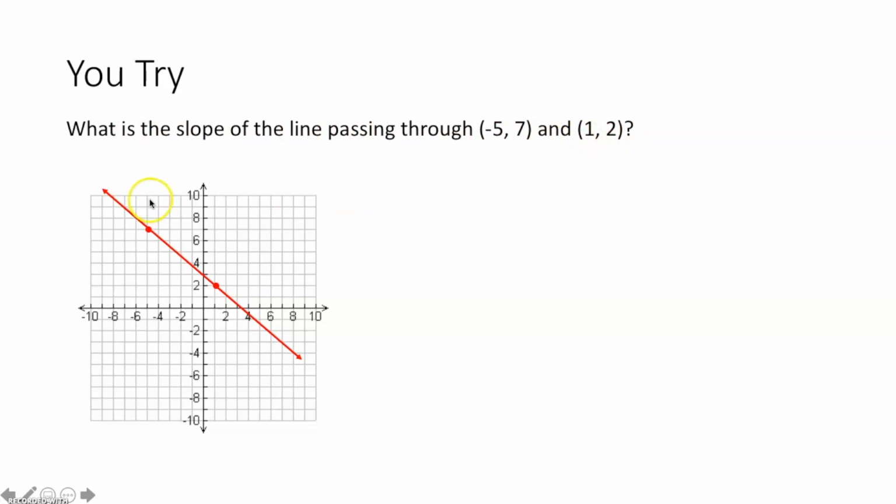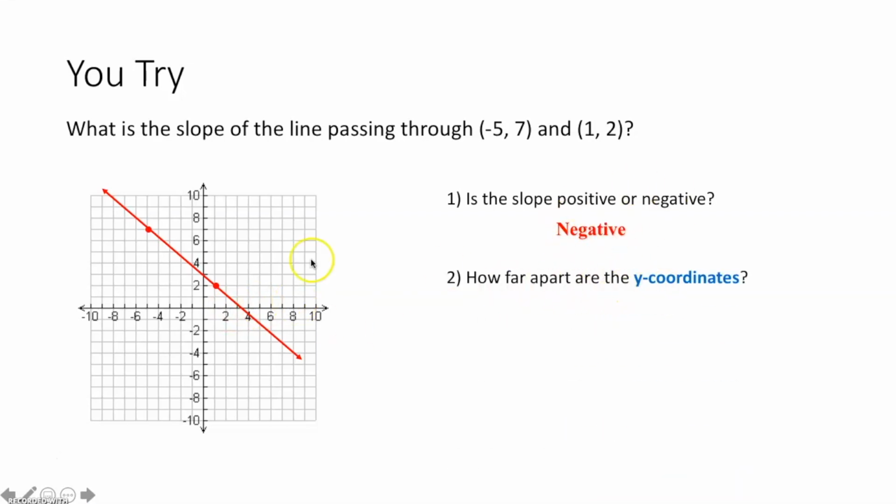Next, what do I have to do to figure out slope? I need to figure out, is this a positive slope or a negative slope? Since we're going down to the right, since the y values are decreasing as the x values are increasing, we're going to have a negative slope. Next, how far apart are the y coordinates? We have 1 point here and 1 point here. You want to start left and go right, so I'm going to start here. The rise would be down. We're going from y equals 7 to y equals 2. So our rise would be from 7 to 2. That would be 5 units.